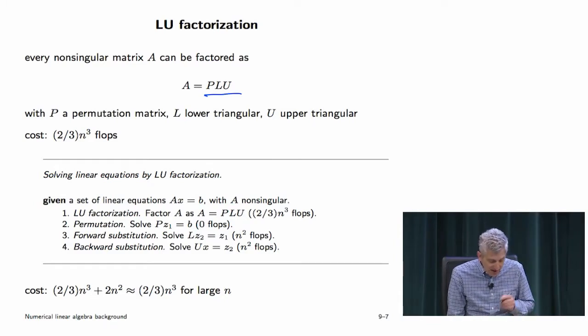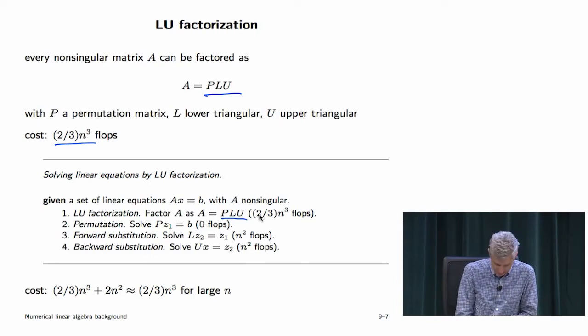This factorization, we're not going to go into it, although it is just Gaussian elimination. The cost is order n cubed flops, right? So that's how that works, okay? And here's how you solve a set of linear equations by LU factorization. You're given A and B. The first thing you do is factor A as PLU. That's n cubed flops. You then solve.